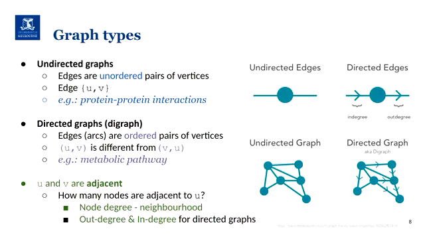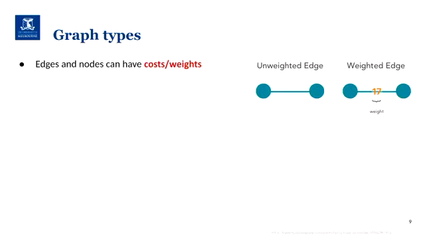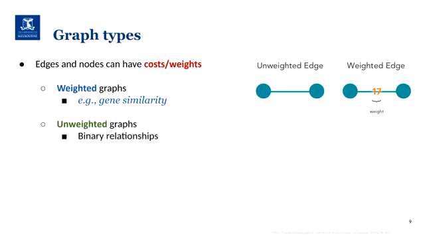So basically, depending on the edge type, whether it's ordered or not, we'll have an undirected or a directed graph. And edges or nodes can also have costs or weights. If we have weighted edges, we will have a weighted graph. That could be interesting, for instance, if you're modeling gene similarity or protein sequence similarity, where you need to quantify that relationship. While on unweighted graphs, you just have a binary relation. Either that relationship exists or not, and that, for instance, is relevant when you're considering homologous genes.